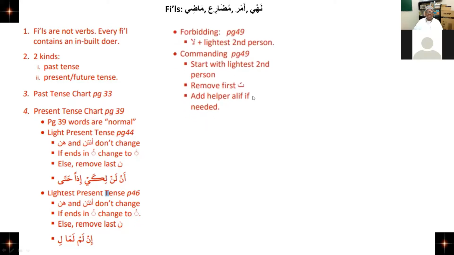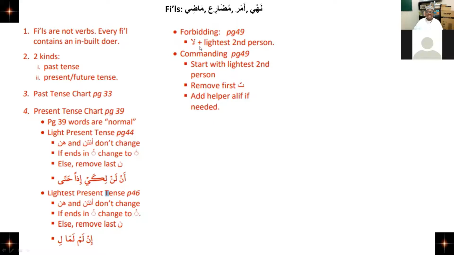Okay, and then we look at fi'l amr and nahi. Nahi is very easy to form. Just make the fi'l mudari lightest, second person, and then you bring la before it. So la tazhab, la tabki, la tatakallam. So tatakallam is lightest, second person. The la makes it forbidden.